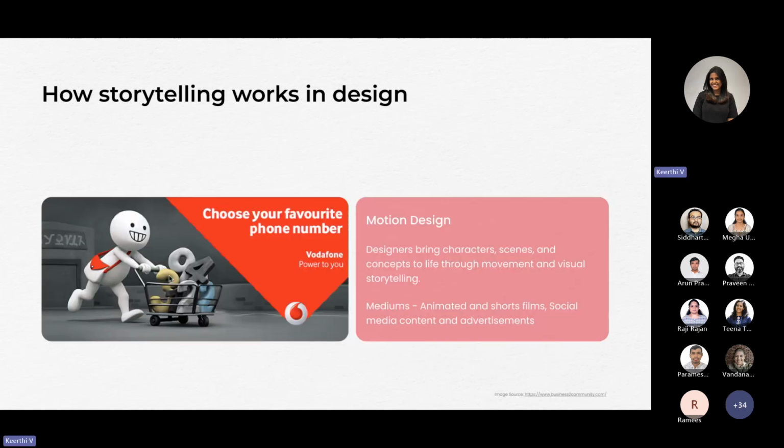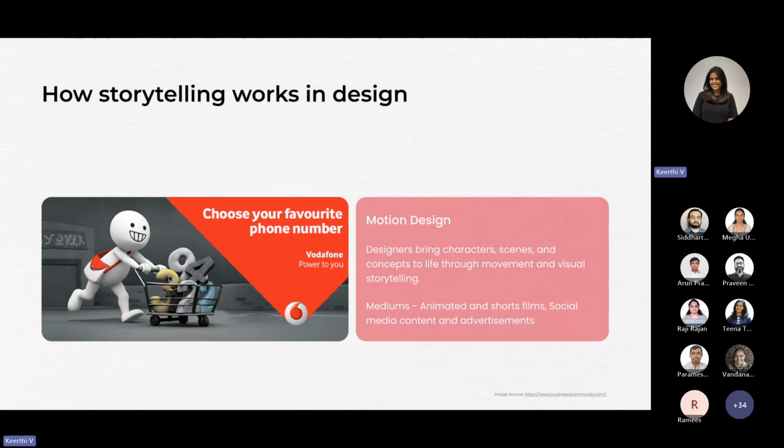Next is motion design. It is basically giving movement to what you are actually seeing visually. So there could be a character or a logo or anything, but if you give movement to that, that gives a story. The simplest examples are animated movies, advertisements, and short films. All of this actually tries to give you a story.